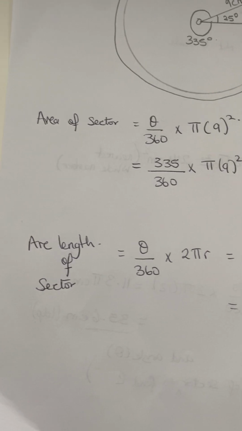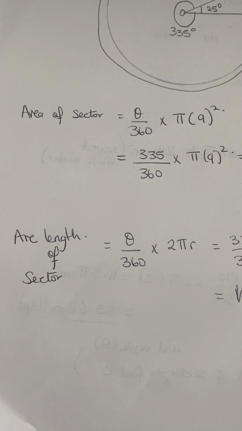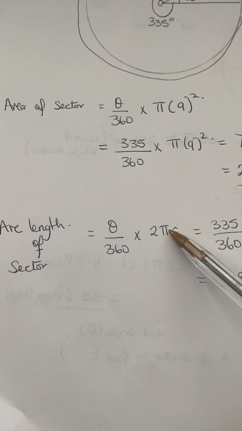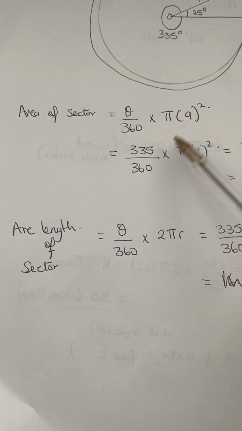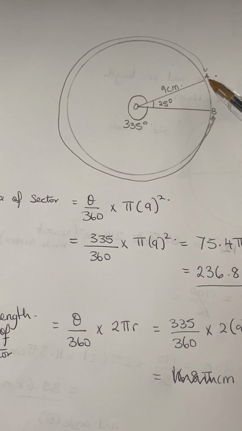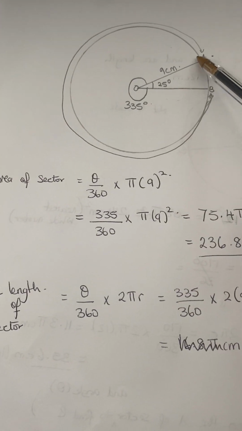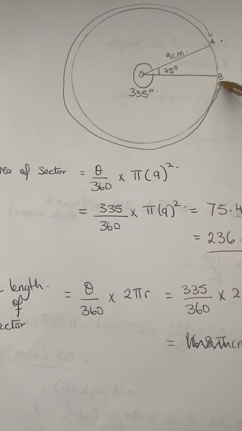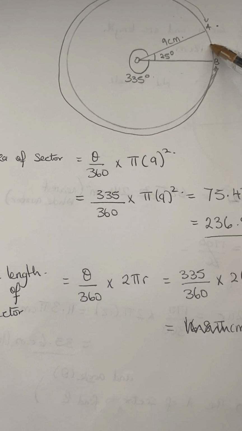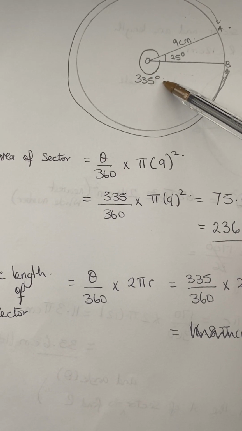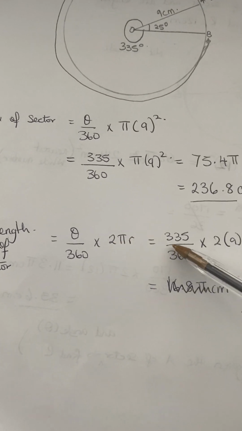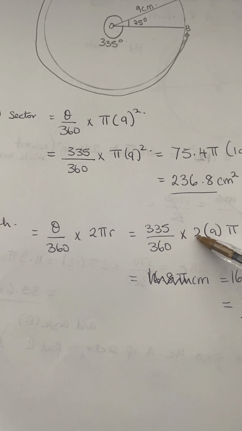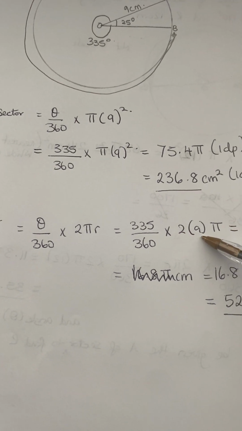Now we want to find the arc length part. The arc length is part of the circumference. So from yesterday's video, we use this formula. We don't use this one. The arc length of the sector is like going all the way around here, so that's why I've tried to draw an arrow. Not this part. You want the 335 part. So 335 divided by 360 times 2 pi r.